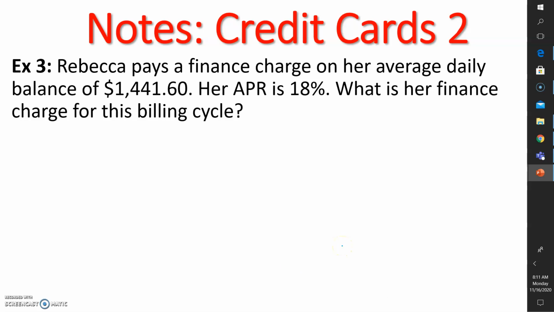All right, let's look at another example. Example 3. Rebecca pays a finance charge on her average daily balance of $1,441.60. Her APR is 18%. What is her finance charge for her billing cycle? Okay, now remember, when we look at the finance charge, the APR is going to be based on a monthly, right? So we're going to take that 18% and we're going to start by dividing that by 12.